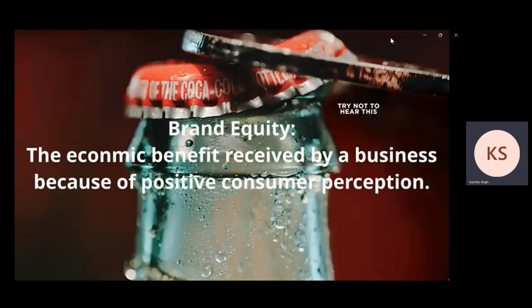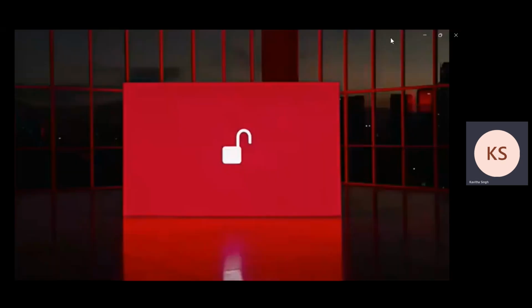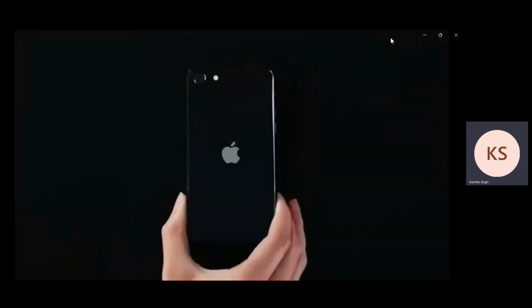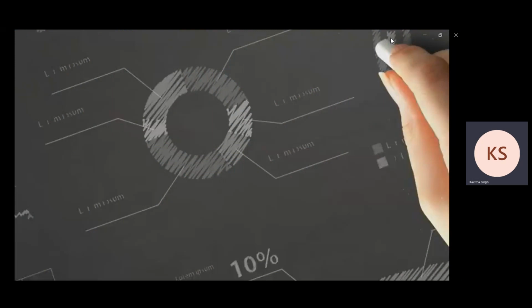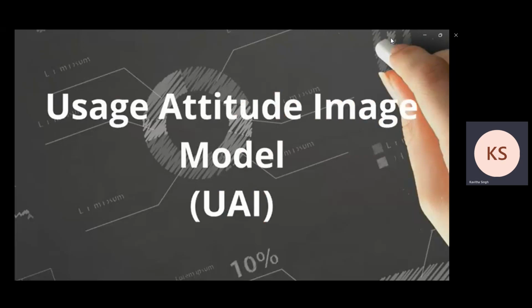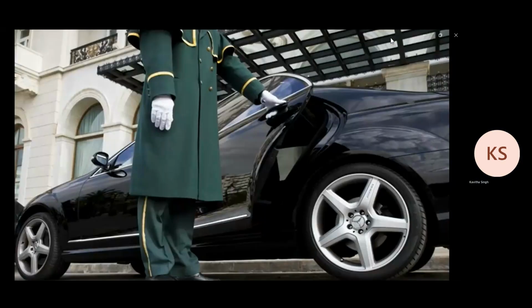Brand equity, on the other hand, refers to the economic benefits received by a business because of the positive consumer perception towards its product and services. If a product carries a favorable and sought after reputation among consumers, this equates to having a high brand equity. A product having a high brand equity is profitable, easy to market, and easily creates consumer loyalty. Brand equity must be supported by market research, such as the usage, attitude, and image model, the most popular research model for measuring brand equity. Ultimately, brand value and brand equity all depends on the commitment of an enterprise to provide value to customers.